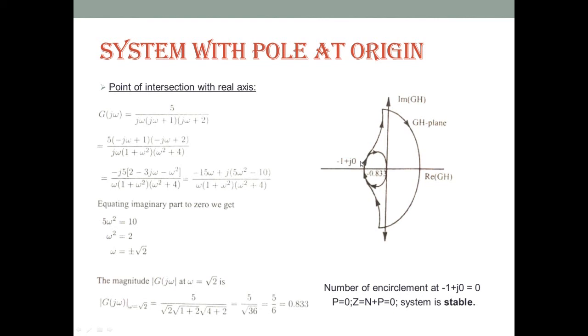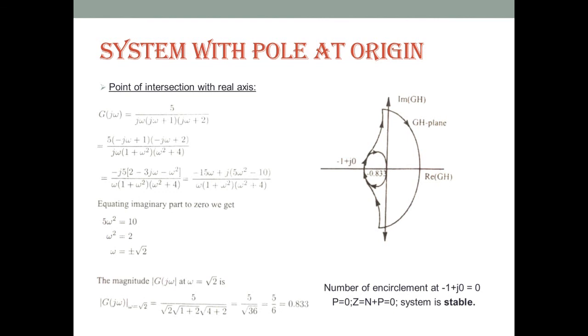Now here also there is no encirclement of the minus 1 plus j0 point, so N is equal to 0, and the number of poles on the right hand side for the open loop system P is also 0. So Z becomes N plus P, that is equal to 0, and the system is stable.